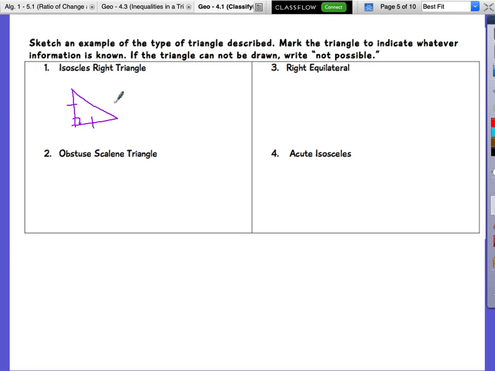Very good, isosceles, two congruent sides or more. Right angle, because it's a right triangle. Very good. Anybody have number 2 they want to do?